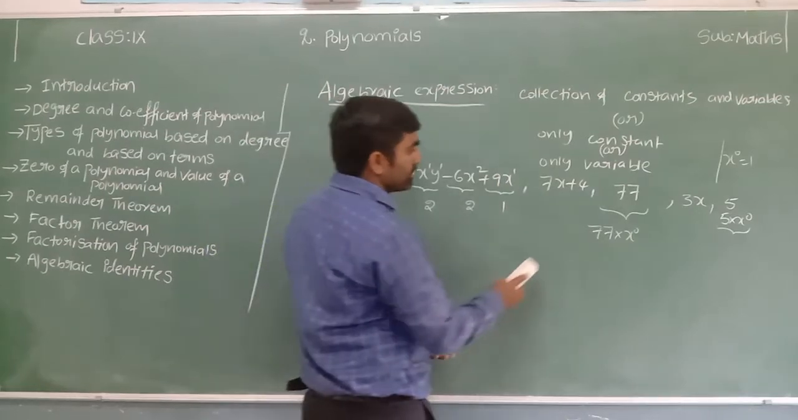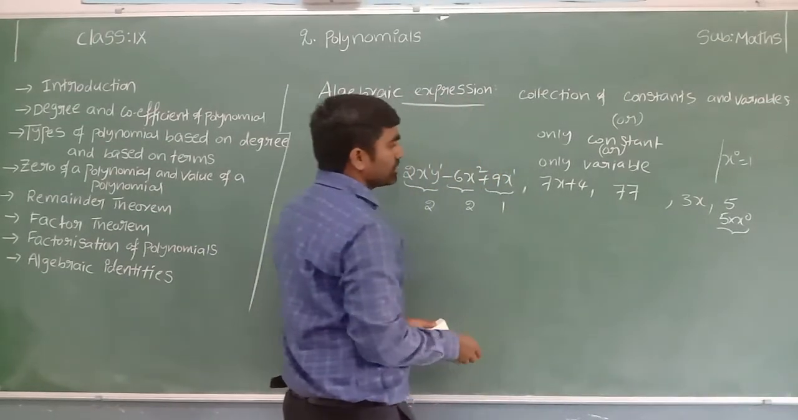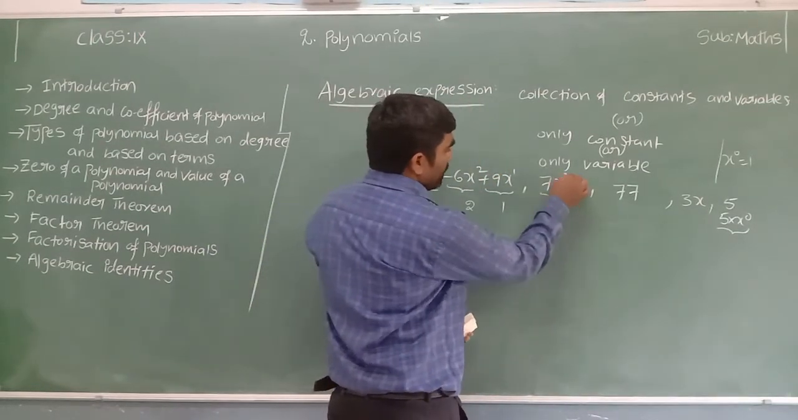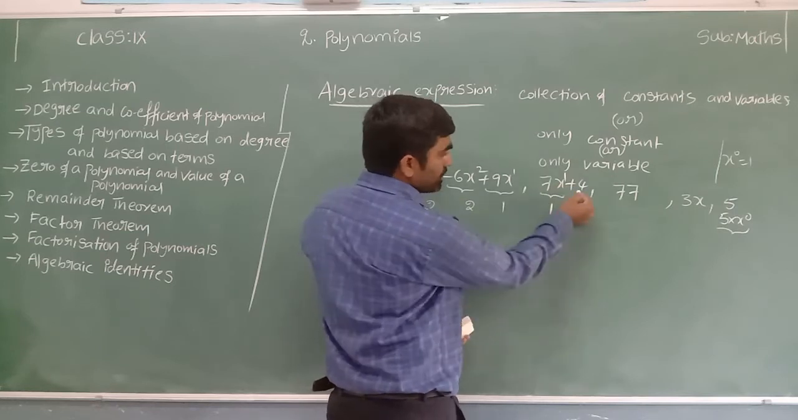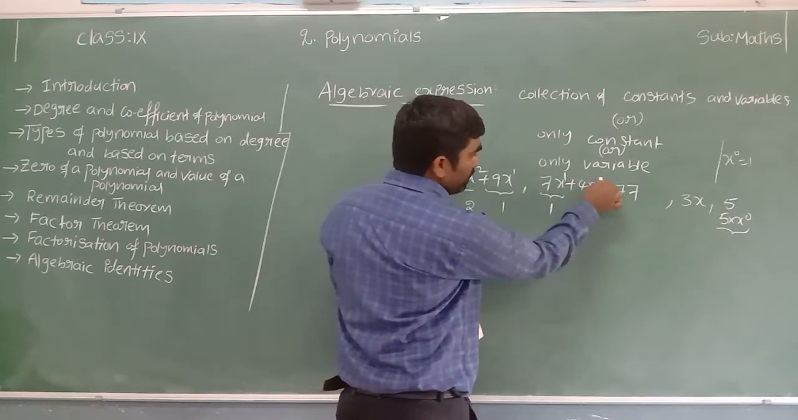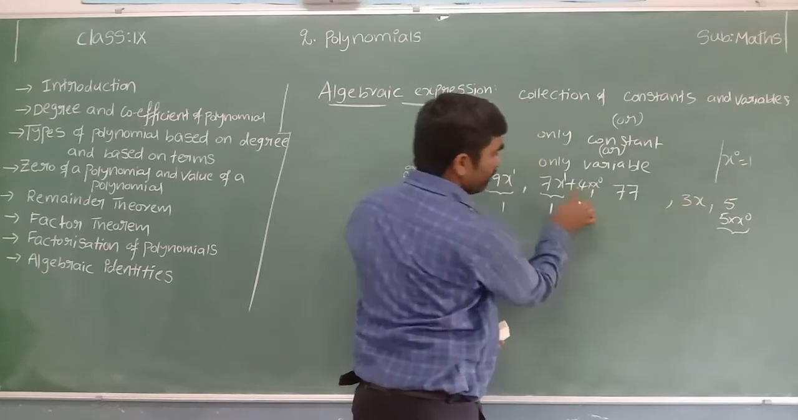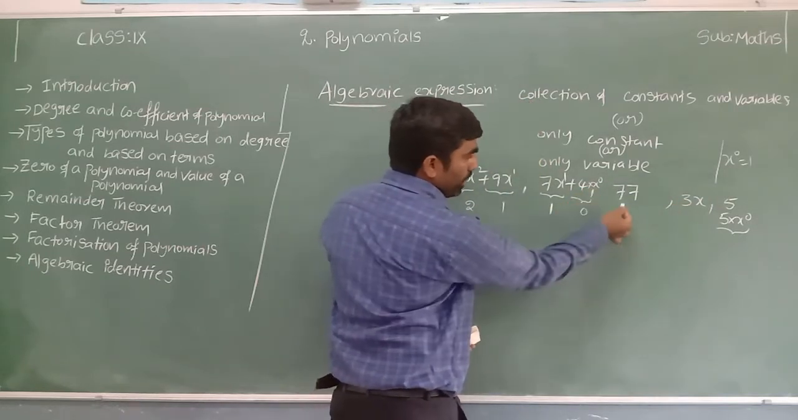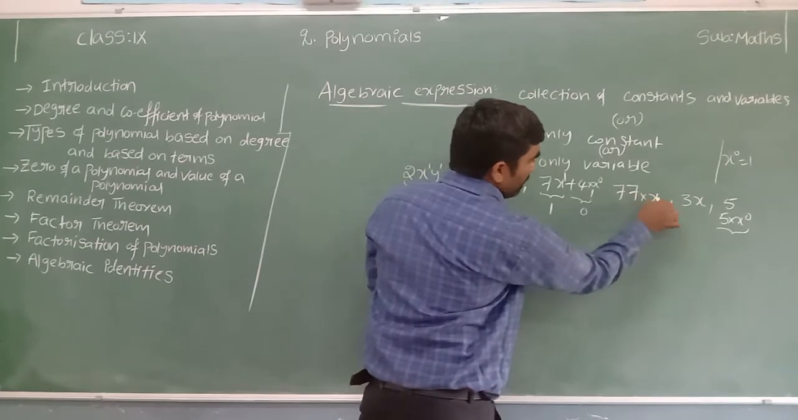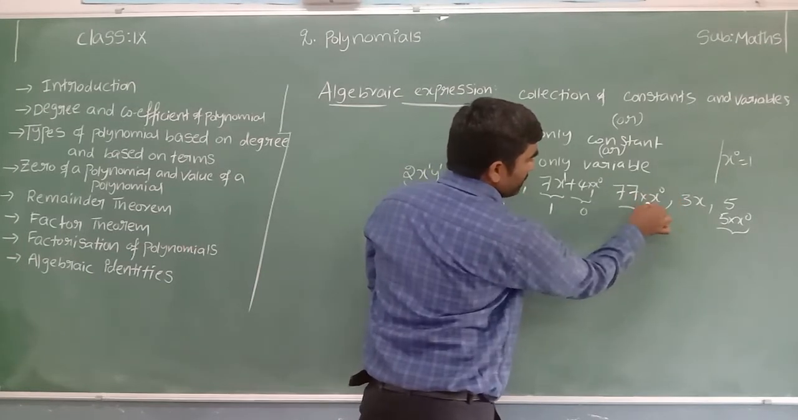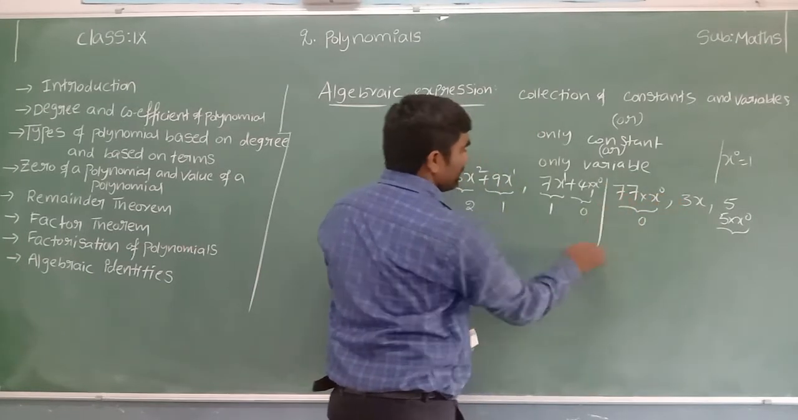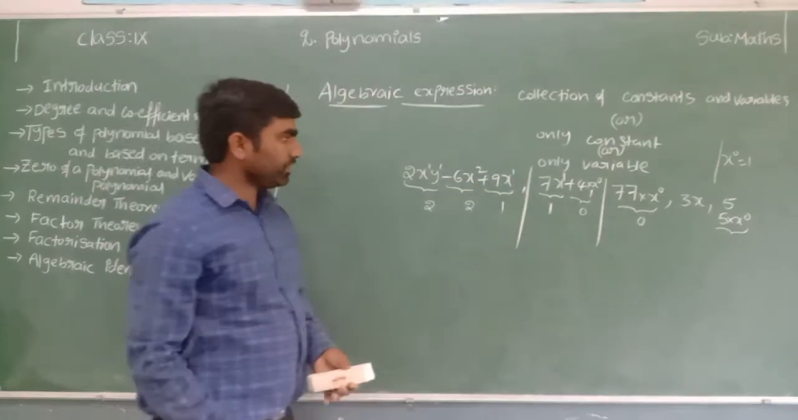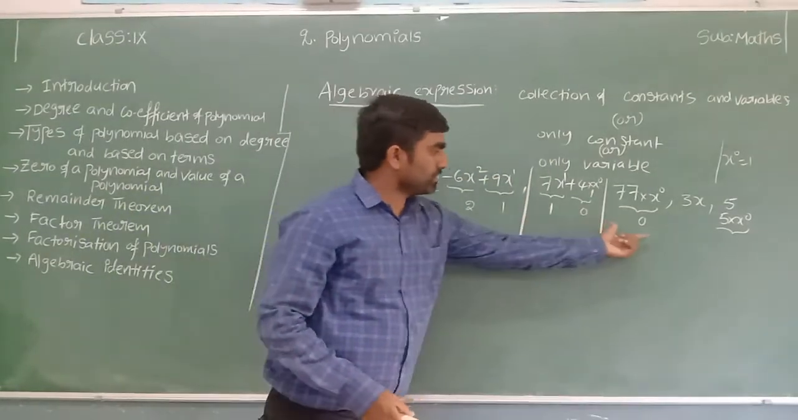Now similarly we will see the second one. Even in the second example, the variable power is 1. For a constant we can write it as x to the power of 0. x to the power of 0 is equal to what? 1. 4 ones are 4. What is the variable power of the second term? 0. Even for a constant we can write x to the power of 0. What is the variable power of the third? 0. Yes, here I can see 3 algebraic expressions.